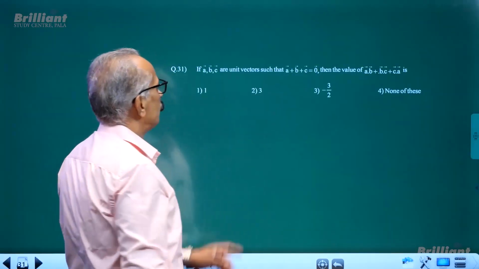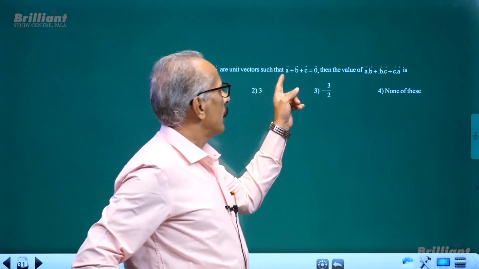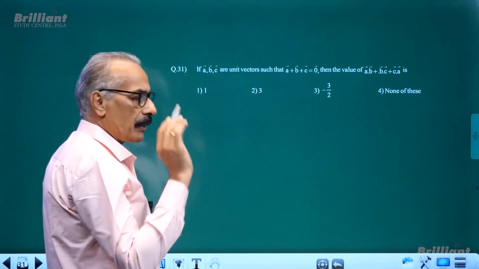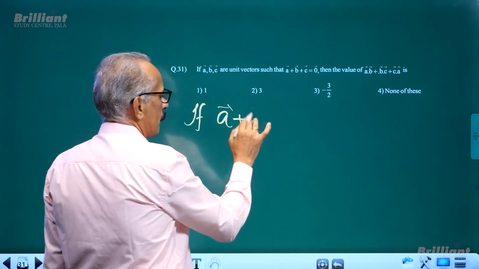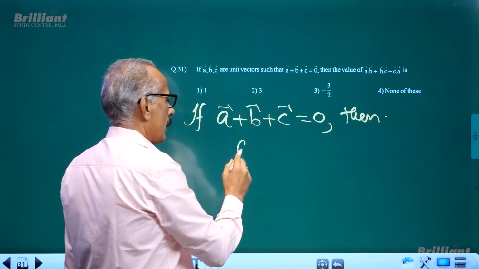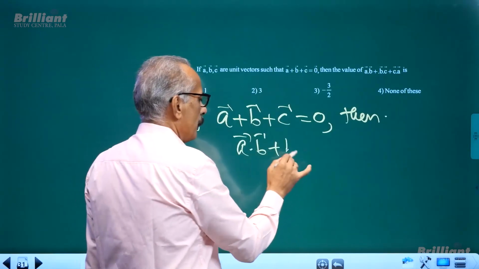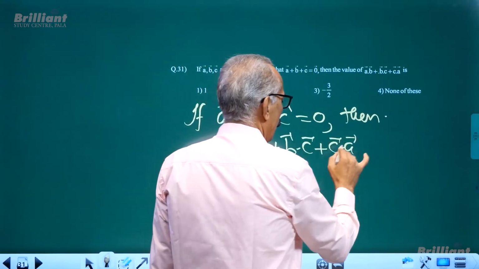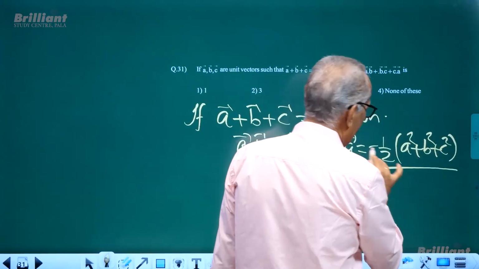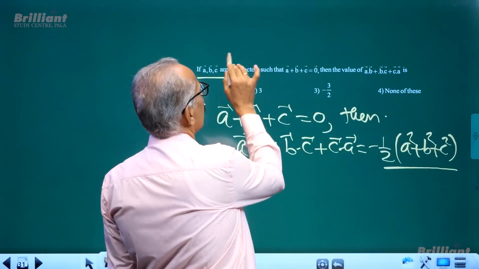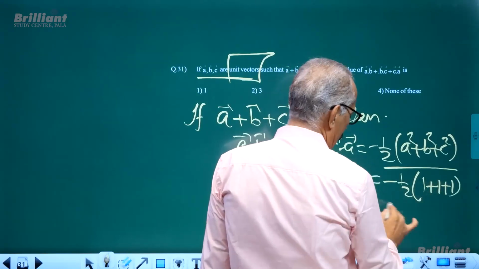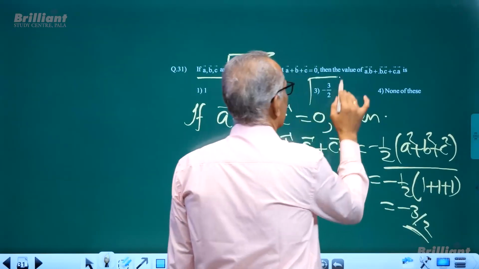On to the next. If vectors A, B, C are unit vectors such that A plus B plus C is equal to 0, then the value of A dot B plus B dot C plus C dot A. You may remember this result. If vector A plus vector B plus vector C is equal to 0, then immediately you can remember this: A dot B plus B dot C plus C dot A will be equal to minus half into (A square plus B square plus C square). This, if you can remember, is well and good. So A, B, C are unit vectors, so this will become minus half into (1 plus 1 plus 1). The answer is minus 3 by 2.